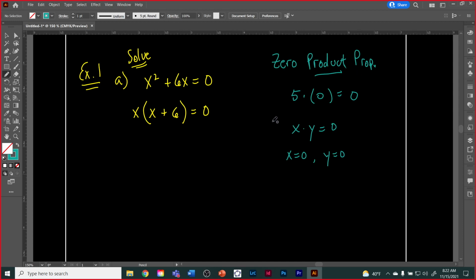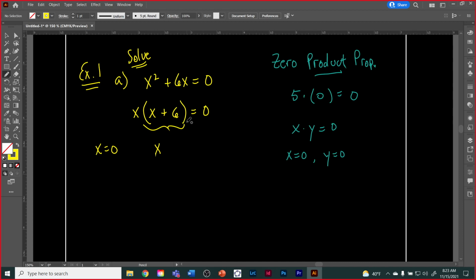So with that said, let's go back to this. Go back to yellow. Look, I got two things that multiply together to be 0. So tell me something about this. This could be what? 0. Or this could be 0. Or both of them could be 0. Do you agree? So what I'm going to do, I'm going to set x equal to 0, and I'm going to set what? X.